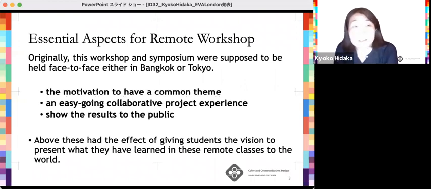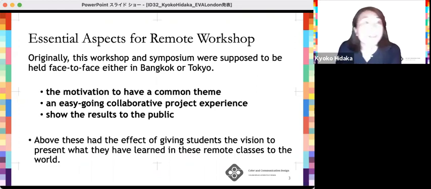Here is the essential aspect of the remote workshop. Like the last presentation, this was also originally supposed to be held face-to-face, either in Bangkok or Tokyo. Needless to mention over and over, due to the pandemic we had to hold it remotely, as a telesymposium.